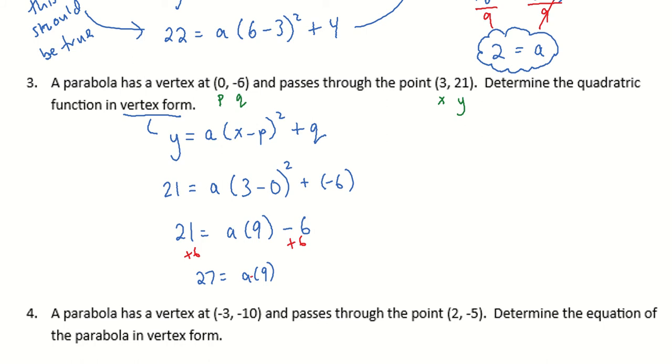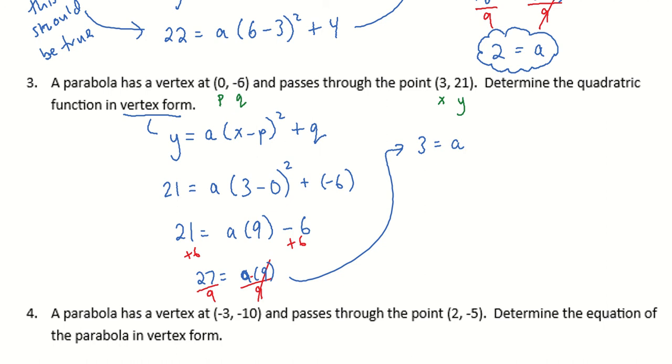And we have multiplication, so we're going to undo that by division. My a's kind of look like the 9 there. That's supposed to be an a. Okay, so that tells us that a equals 3.